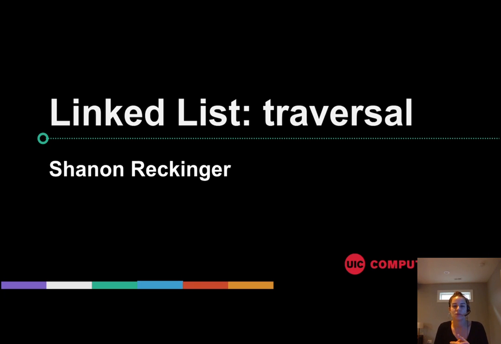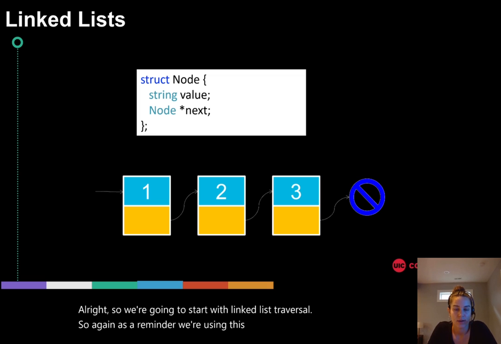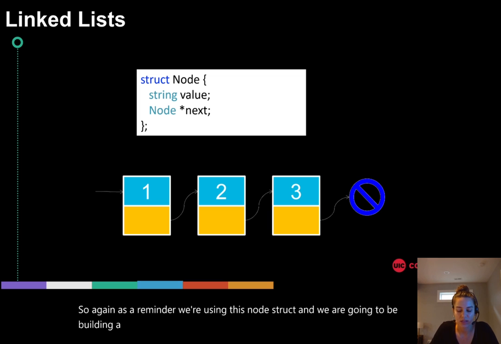All right, so we're going to start with linked list traversal. So again, as a reminder, we're using this node struct, and we are going to be building a linked list that's singly linked, and the last node is going to point to a null pointer.